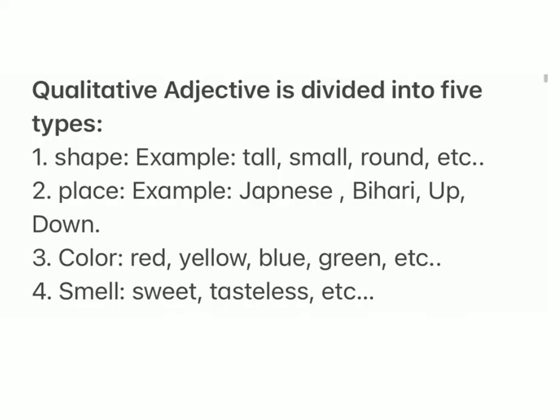Qualitative adjective is divided into 4 types. 1. Shape. Example, tall, small, round, etc. 2. Place. Example, Japanese, Bihari, up, down. 3. Color. Red, yellow, blue, green, etc. 4. Smell, sweet, tasteless, etc.